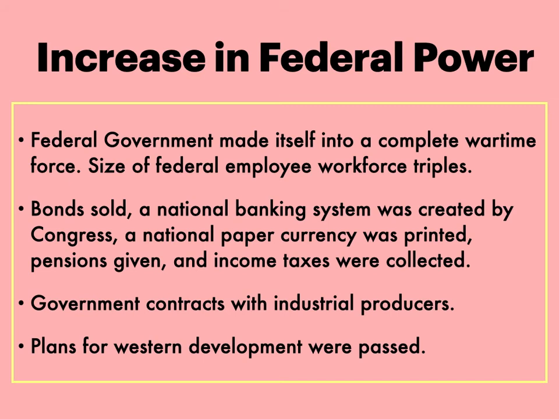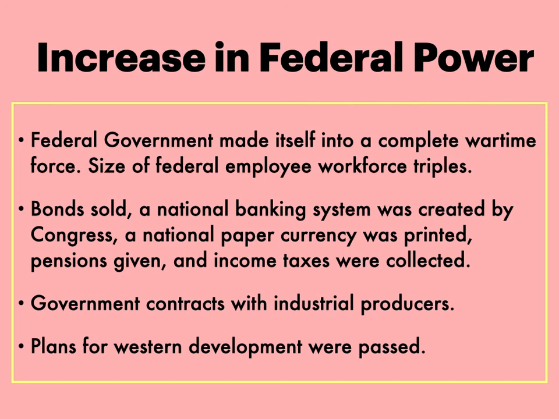Finally, the Civil War not only propelled the northern industrial capitalist economy to its permanent state of national dominance, it also dramatically increased the power of the federal government. The federal government made itself into a complete wartime force. The size of the federal government and the size of the employee workforce tripled. Bonds were sold, a national banking system was created by Congress, a national paper currency was printed. That's where our green dollar bills come from.